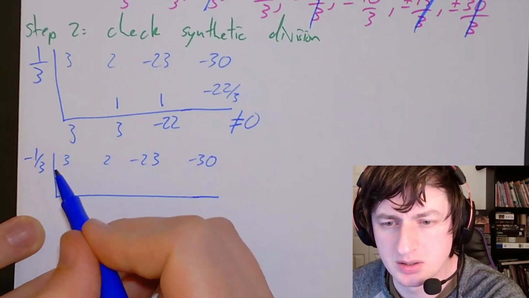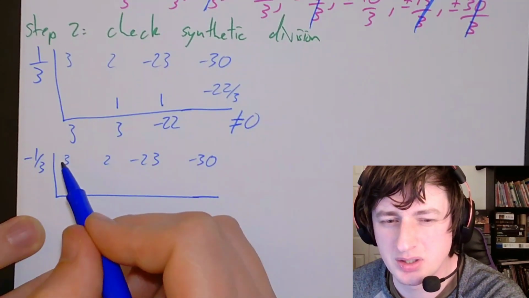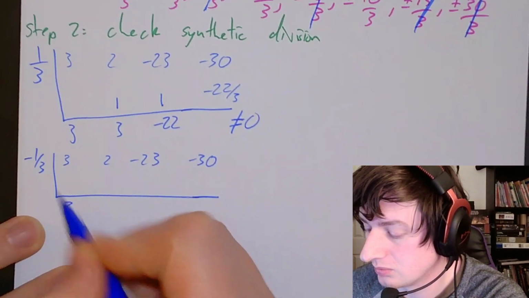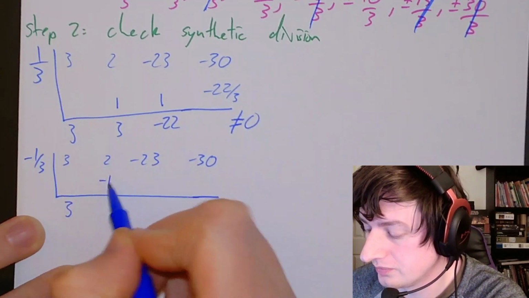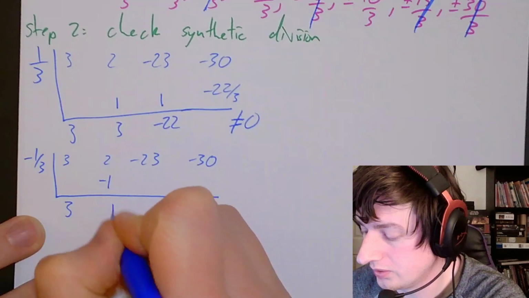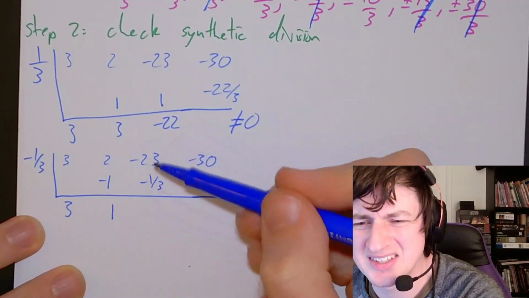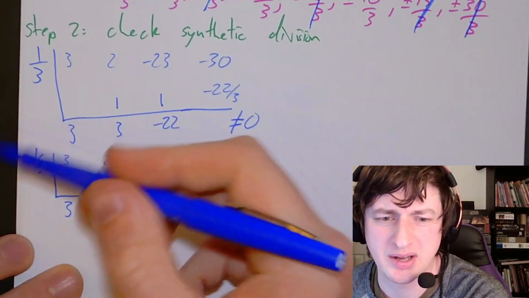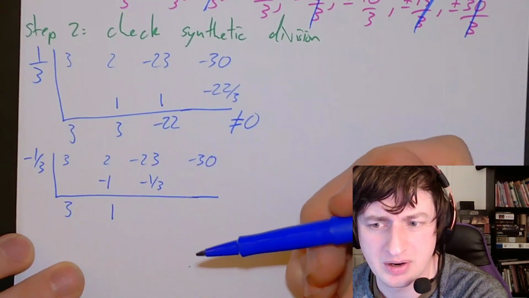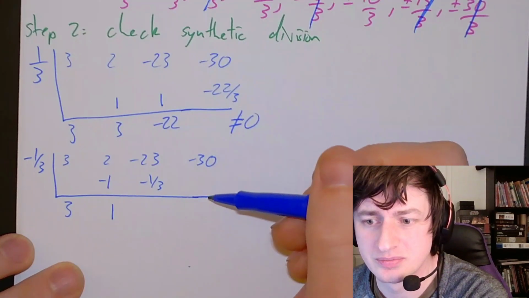So we multiply. 3, oh no, add first, 3. Multiply, we get -1. We add, we get 1. We multiply, we get -1/3. We're going to add these together, and then we're going to multiply it by 1/3, and that's not going to give us 30.